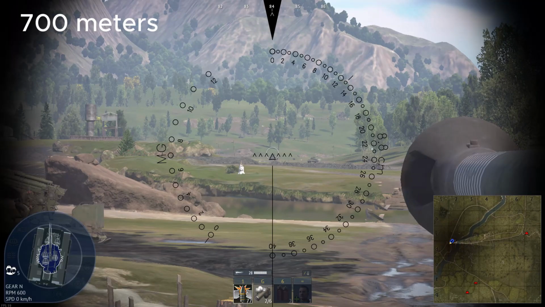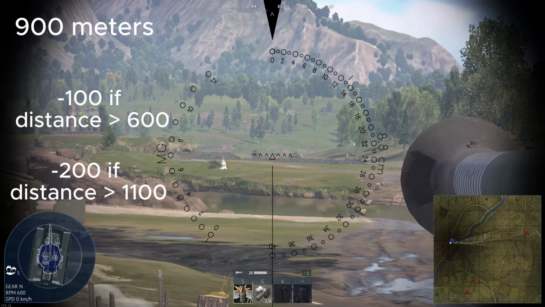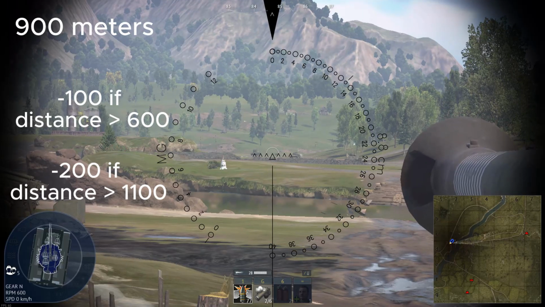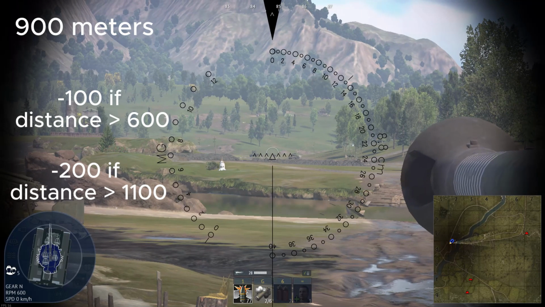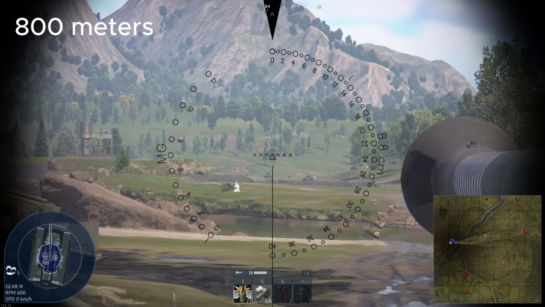Then we find the height in units and divide it in half before turning the answer into meters. For example, the KV2 is 4 units tall, so if we cut that in half it's 2 units, and if we turn that to meters it's an additional 200 meters. Making our answer so far 900 meters, but wait, there is one last thing to do. We then have to subtract 100 meters if our distance is greater or equal to 600, or subtract 200 meters if our distance is greater or equal to 1100 meters. So, with that, our final estimation is that the KV2 is around 800 meters away.